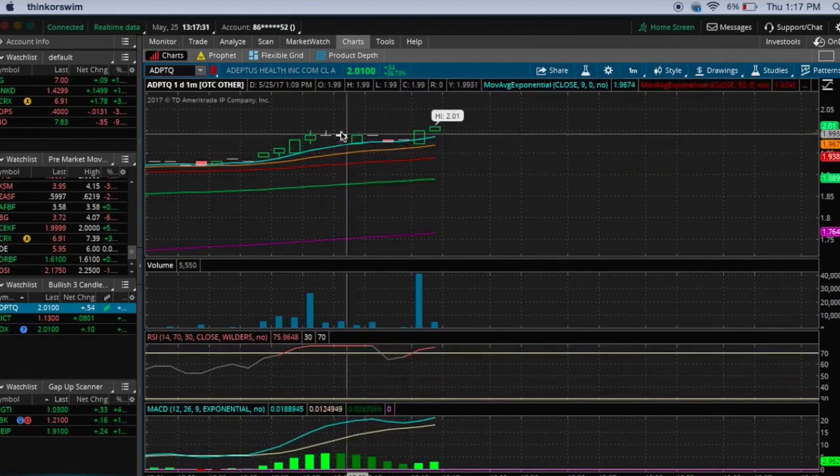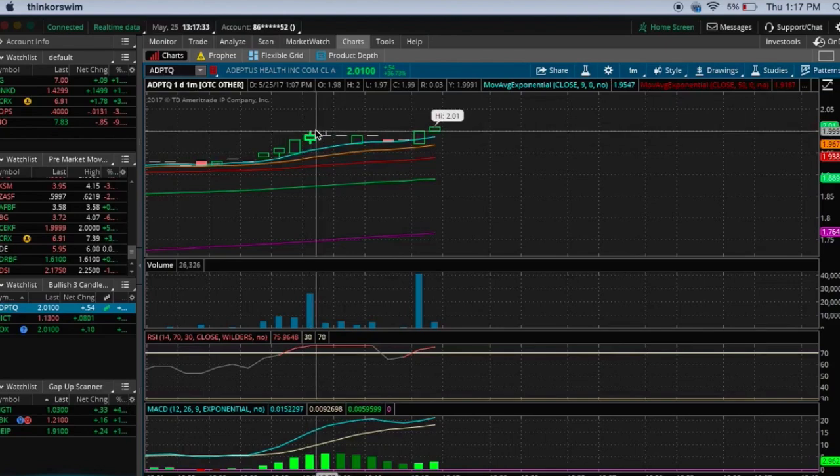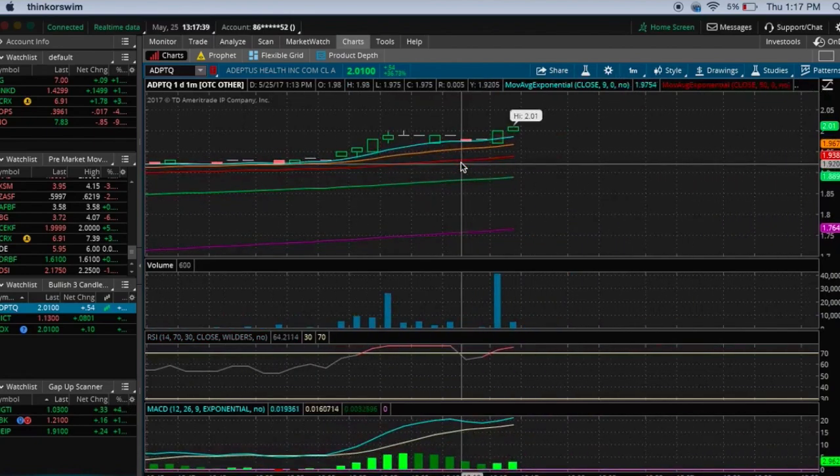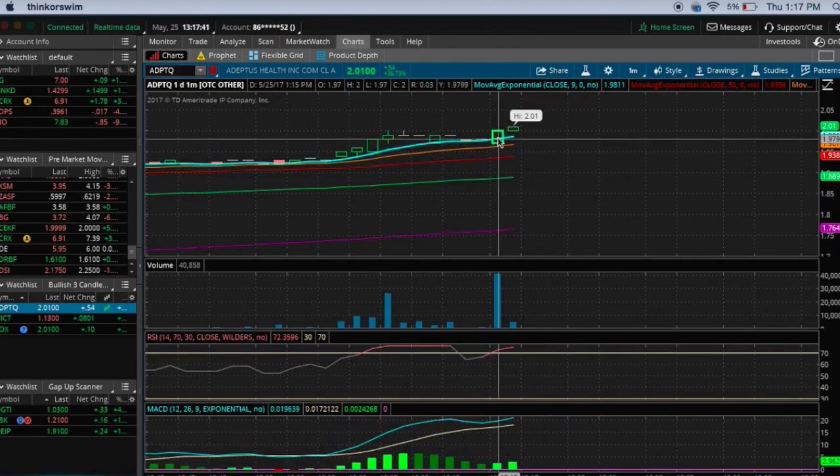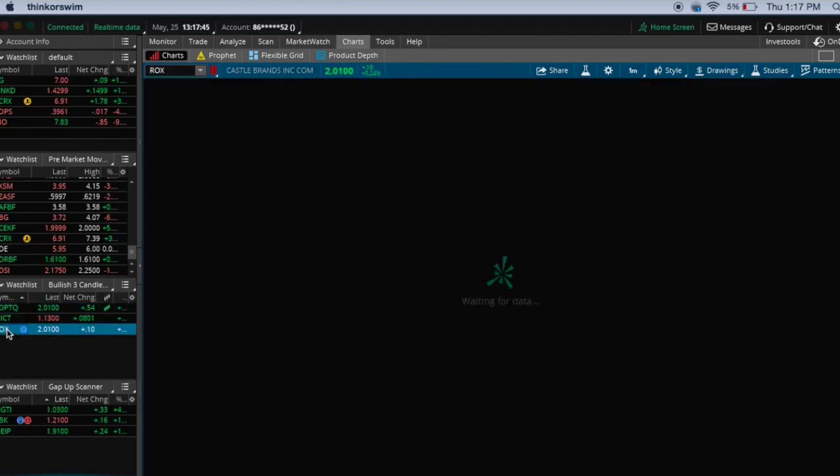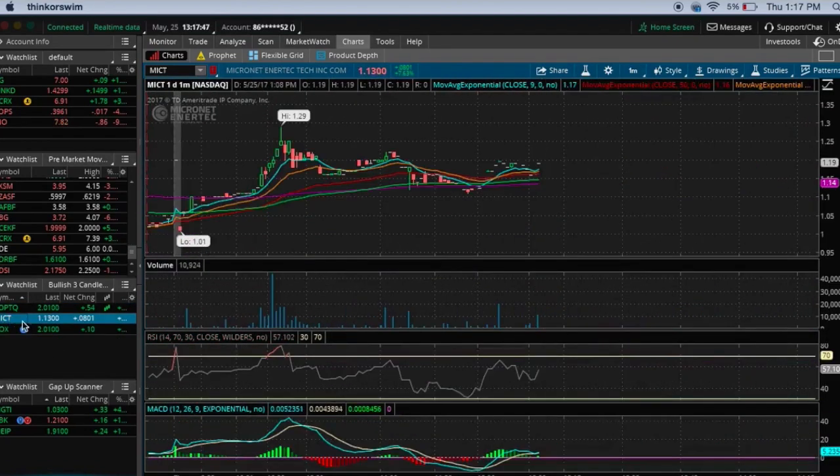Now on a stock trading heavier volume, I wouldn't get in. I would have gotten in when the price broke out, so I would have bought in right here. This is where I would have bought in. This candle itself had 40,000 in volume. So that's what that scanner does: it notifies you of stocks that are gapping up with positive change.